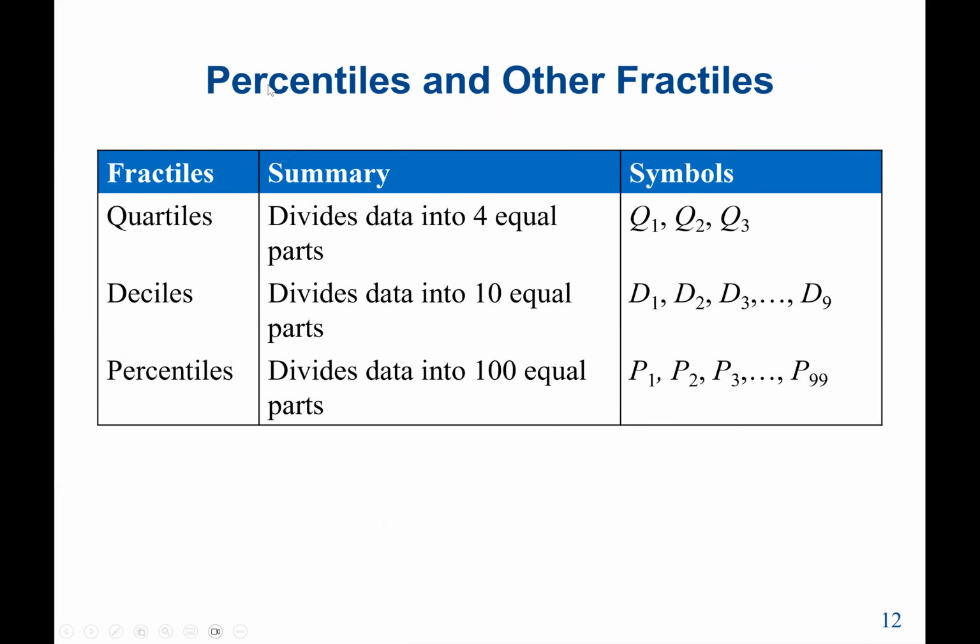Next, we talk about the concept of percentile and other fractiles. So we know quartiles means we divide the data into 4 equal parts. Now, deciles means we are going to divide the data into 10 equal parts. So for example, from D1 up to D10. Normally, we don't mention the last one, D10, because it means all the data. So we go from D1 to D9. Percentile means, again, we divide the data into 100 equal parts. So it will go from P1 to P99.